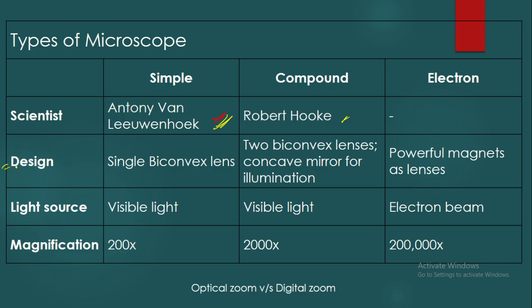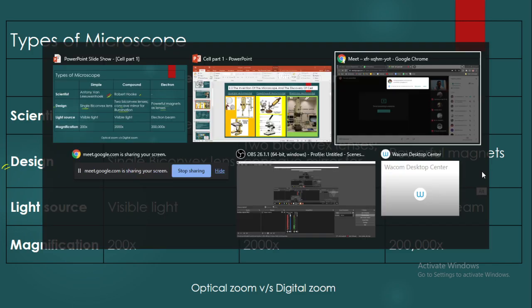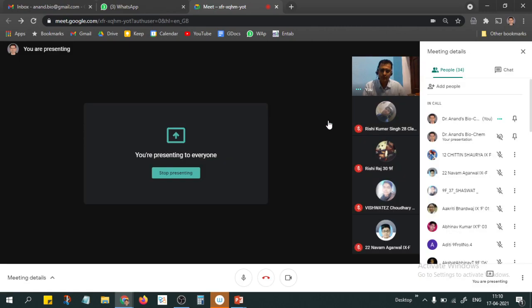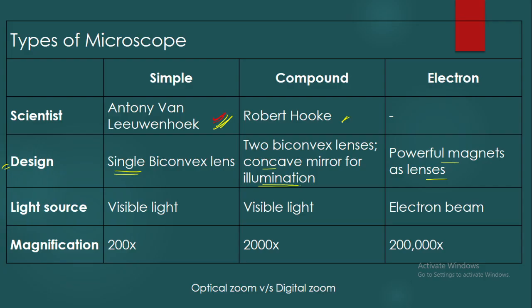Next, if you compare the design, the simple microscope has a single biconvex lens, whereas a compound microscope has two biconvex lenses and one concave mirror for illumination. Illumination means for lighting purposes, to get that light on the sample. And for an electron microscope, we have powerful magnets as lenses. The source of light for simple and compound microscopes is visible light, whereas for electron it's an electron beam.